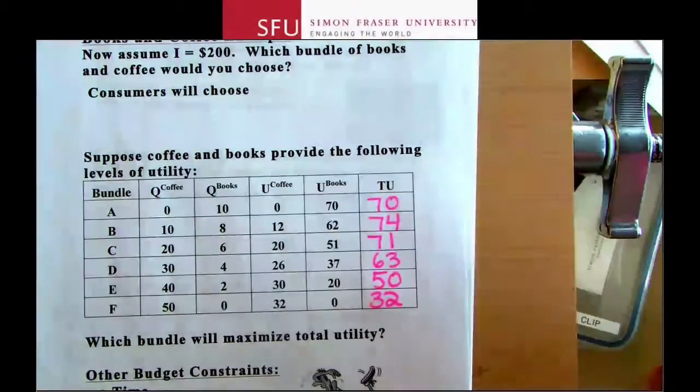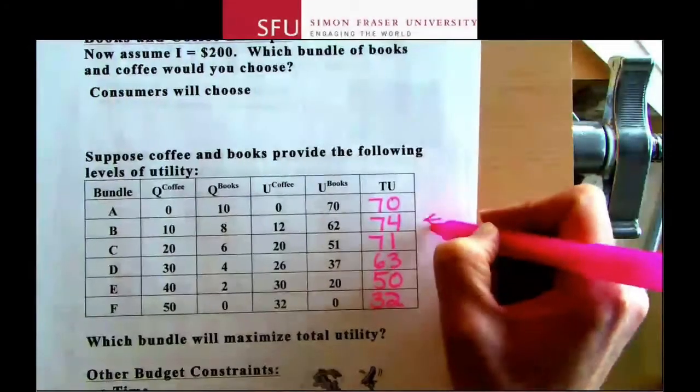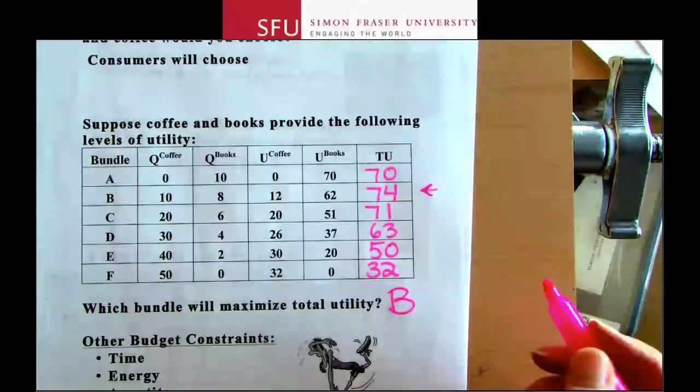Okay, and then it's very straightforward. They want the most utility, we look for the biggest number, and that will be right there. So bundle B will maximize their utility.